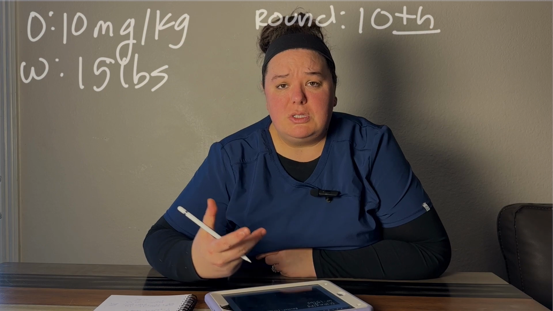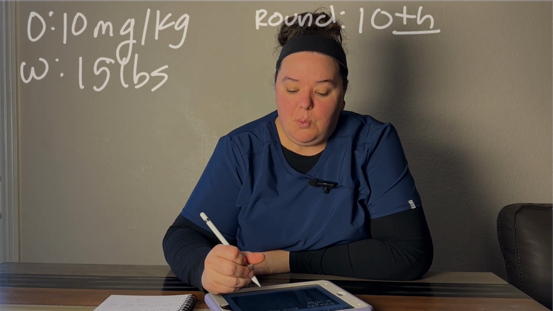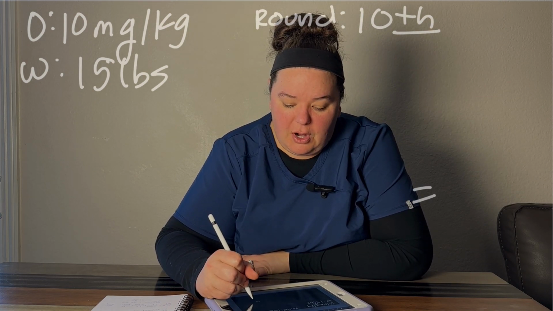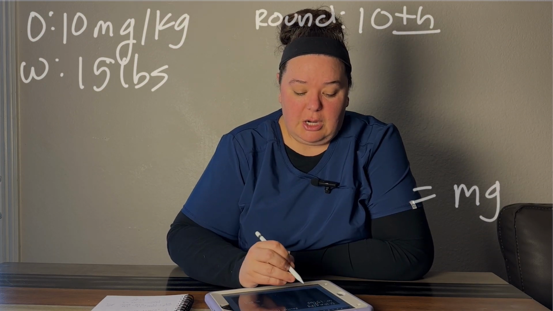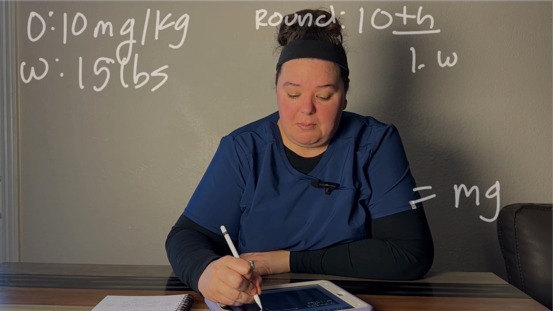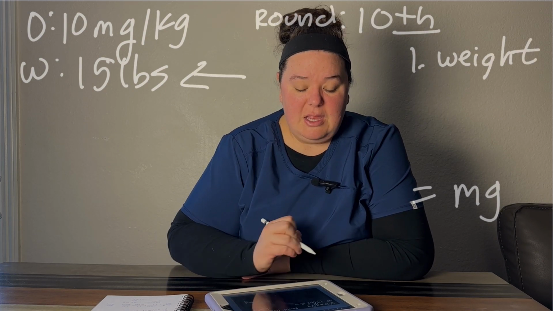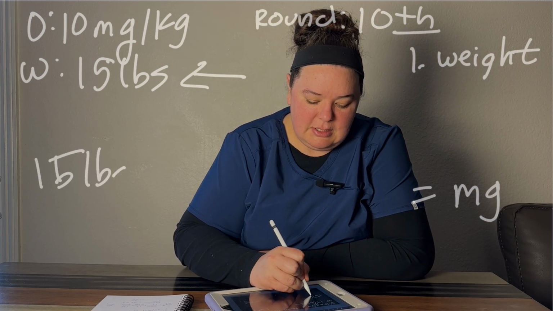So for our golden rules, our number one rule is if there is a weight, we're going to start with the weight. We always also want to make sure we're putting our answer labels in. So for our answer, we know we're looking for milligrams. Now to start our problem, golden rule number 1, remember, weight. If there's a weight, we start with it. And we have a weight right here. So we're going to go ahead and start with our 15 pounds.